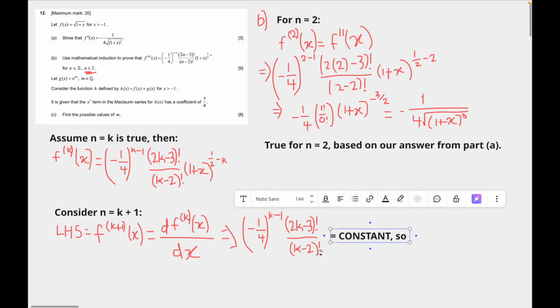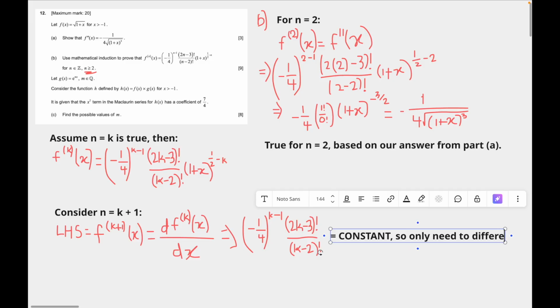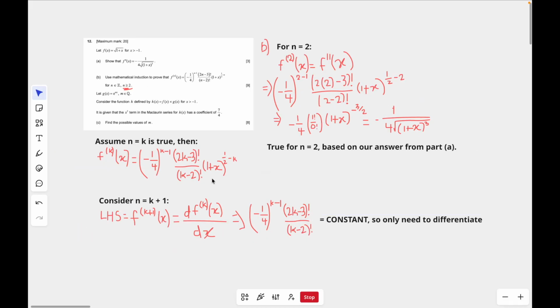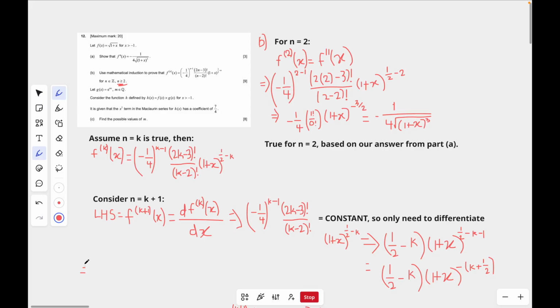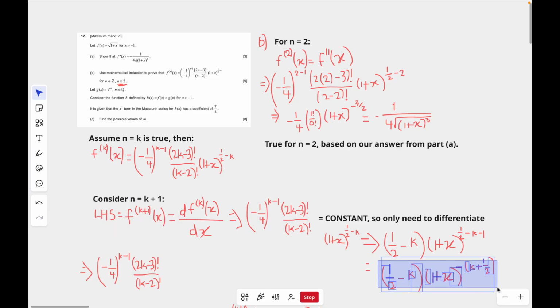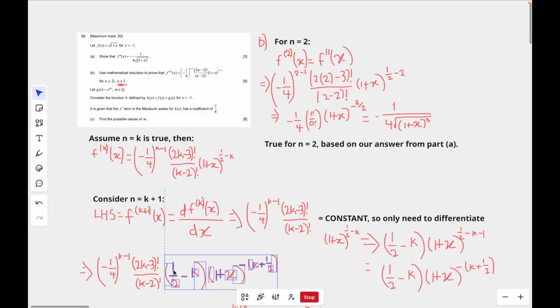Notice that since we are differentiating with respect to x, the only thing that needs to be differentiated is the 1 plus x to the power of 1 over 2 minus k, as the rest of the terms are all a constant coefficient. So, employing chain rule like we have done, we can determine that the k plus 1 derivative of f of x is negative 1 over 4 to the power of k minus 1 times 2k minus 3 factorial over k minus 2 factorial times 1 over 2 minus k times 1 plus x to the power of minus k plus 1 over 2.